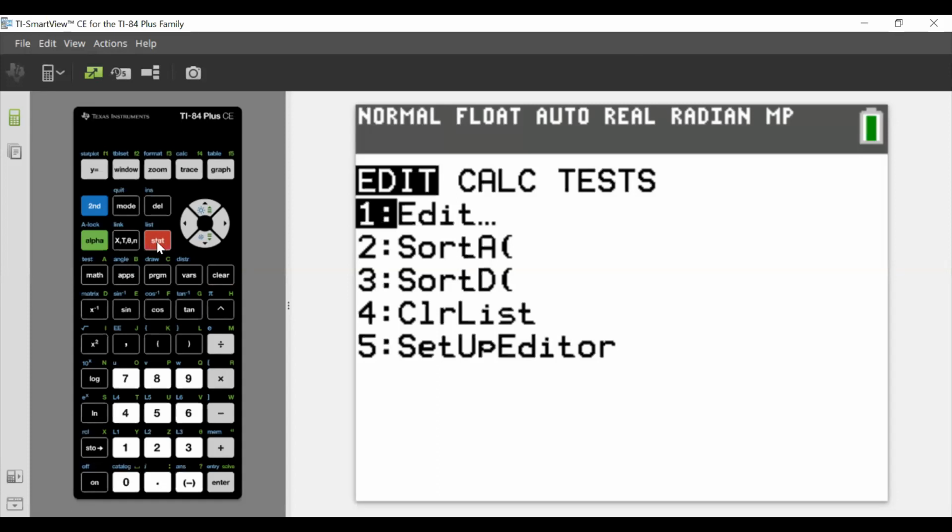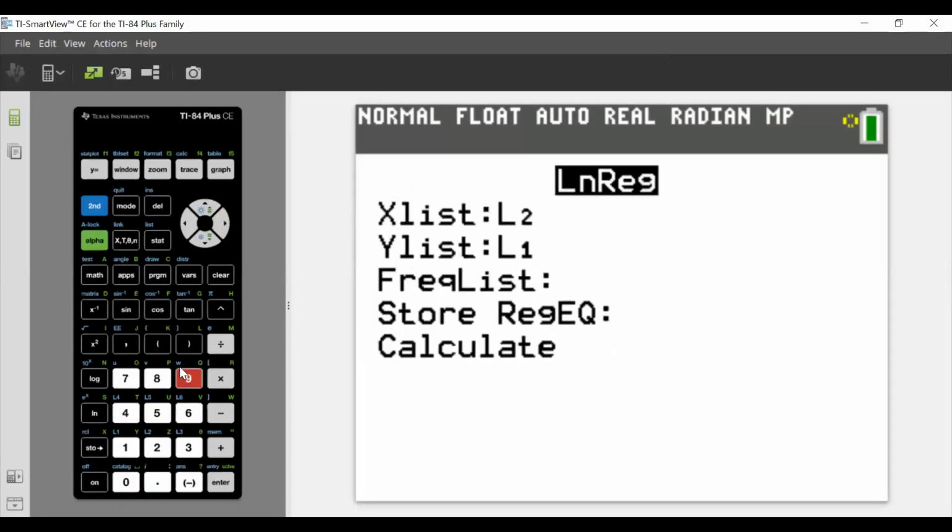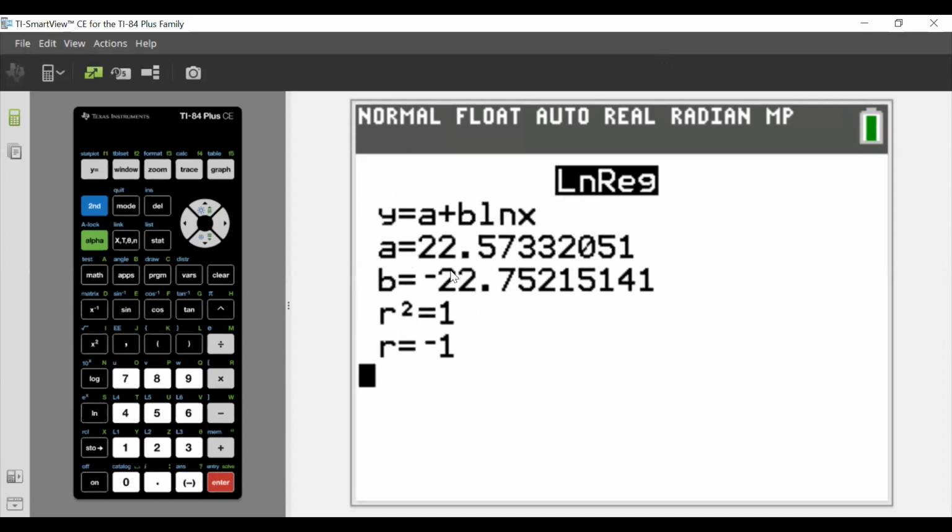And so let's see here. They just want the log. So we're going to go calc. We'll do the log. Now we need L2, L1, so that's good. And we get 22.573 minus 22.752 ln of S, I believe we're using.